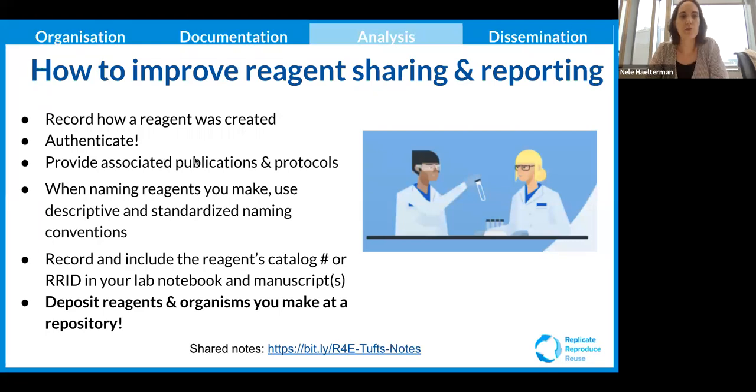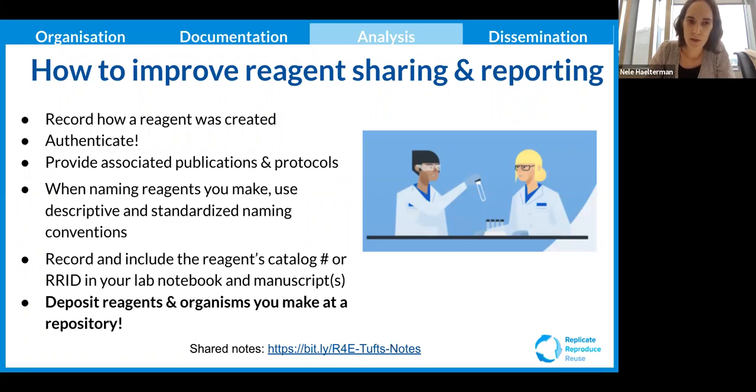So just to help you improve how to share and report on your reagents, you want to record in very fine detail how you generated your reagent. You need to make sure that you authenticate it before you send it out. You want to provide associated publications, any kind of protocol that you used to generate it. And when you name your reagent, make sure that you use very descriptive and standardized naming conventions so that it's clear to people who are using it exactly what it is that they're using.